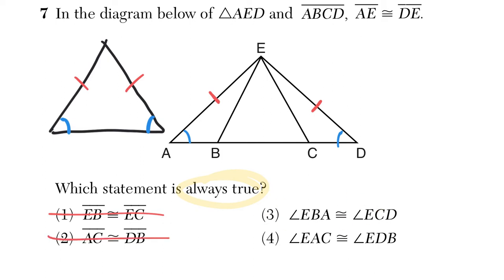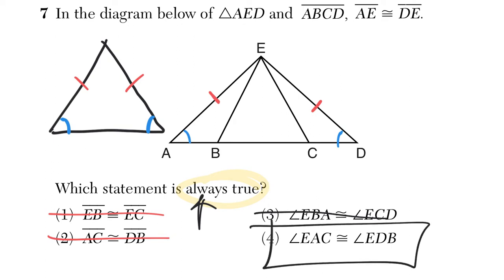Option 3, angle EBA is congruent to ECD. Again, we don't know where these lines are. There's nothing definitive to help us determine if option 3 is the correct answer. So we're going to say, no, we don't know. Could be true, but again, it's got to be always true.